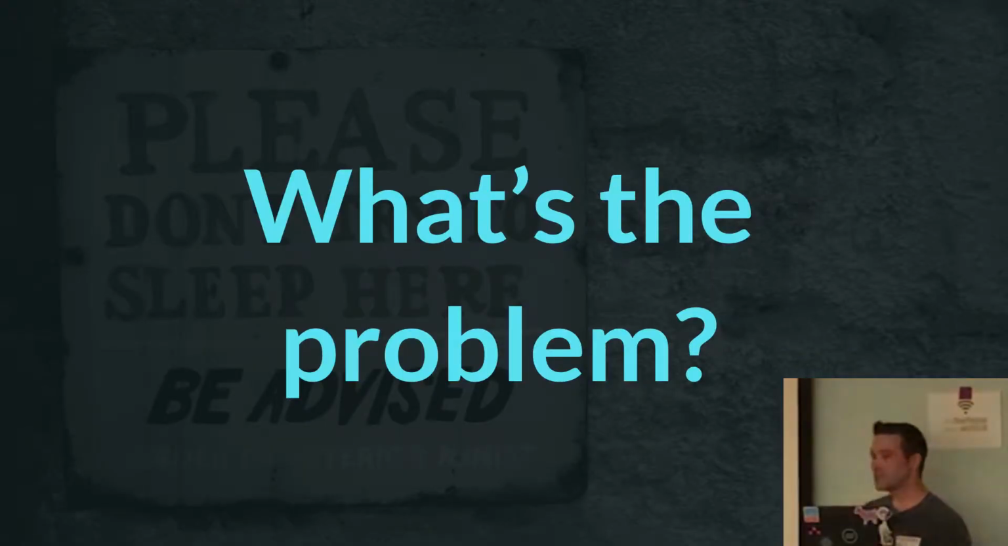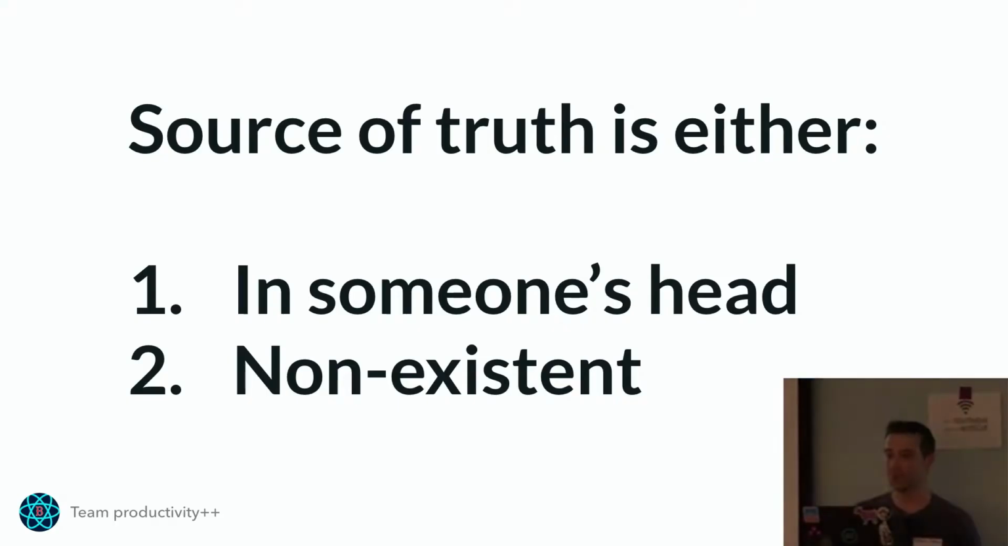So what's the problem here? There are a few problems. One being that the source of truth is sort of in someone's head, someone on your team that has decided to own, like, this is the way we're doing it. Sometimes it's completely non-existent, and you're just making components and doing things and seeing how it goes.